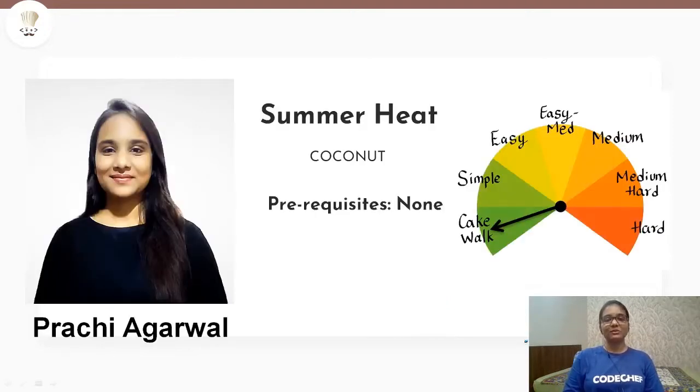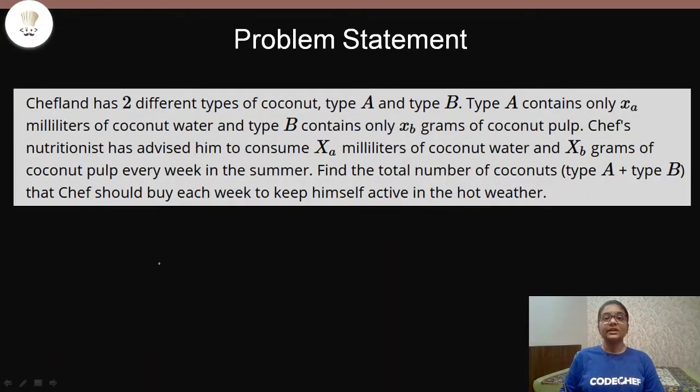Today we'll be solving the problem Summer Heat, which is a cakewalk problem from the June Long challenge. Now let us get to the problem statement. The problem statement says that Chef Land has two types of coconuts, A and B. So coconut A has xa milliliters of coconut water and coconut B has xb grams of coconut pulp. Now the chef's nutritionist has advised him that the chef should consume certain milliliters of coconut water, that is capital XA, and certain grams of coconut pulp every week, that is capital XB grams.